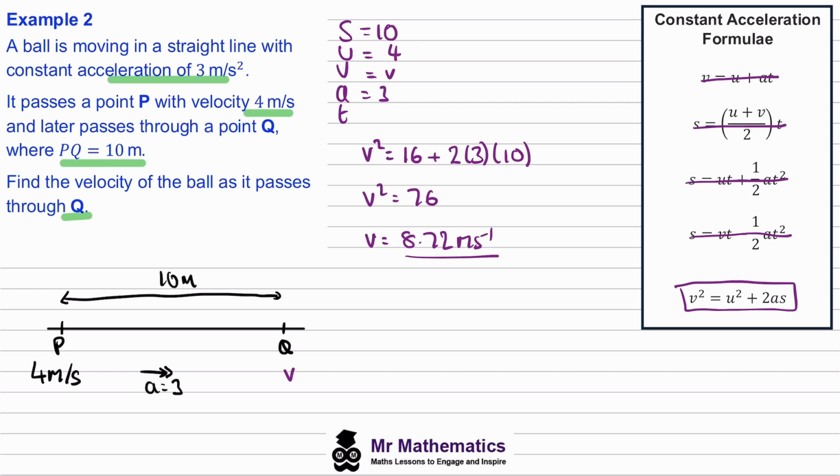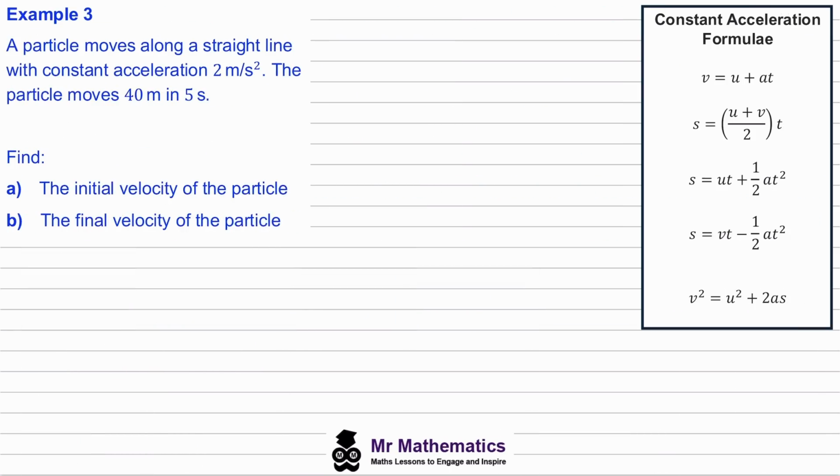Let's try question 3. Now we're told that a particle moves along a straight line with constant acceleration, 2 meters per second squared, and the particle moves 40 meters in 5 seconds. Do you want to try and work out the initial velocity and the final velocity using SUVAT? You can pause the video and come back when you're ready.